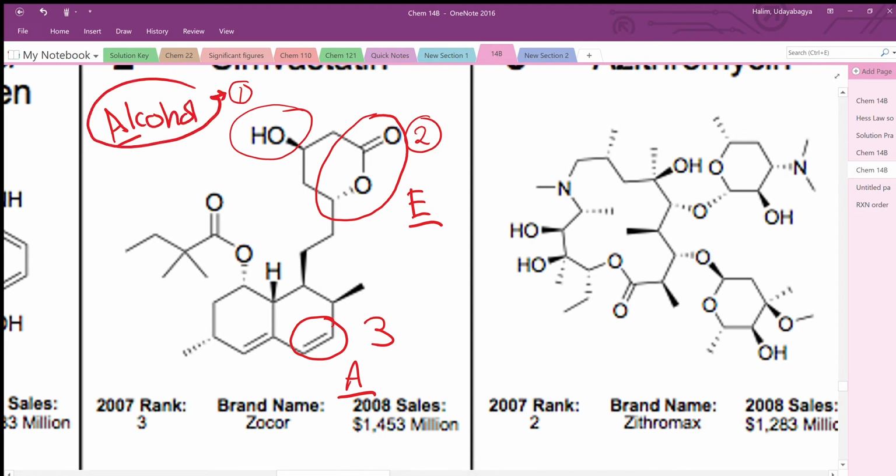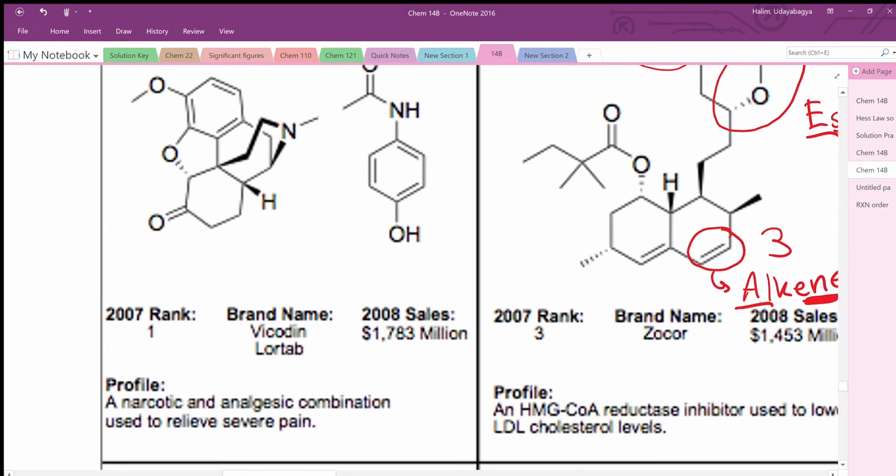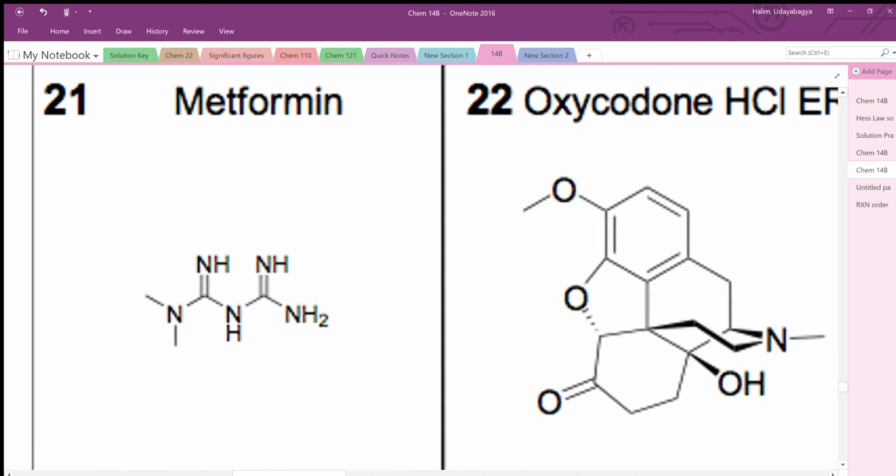Right, so number 1, alcohol. Number 2 is ester. And number 3 is not an aromatic group, because an aromatic group is cyclic where the alkene is all around the circle. This one is just an alkene. That's why I was going to put E before, because it's called an alkene. A lot of these is just pure memorization.